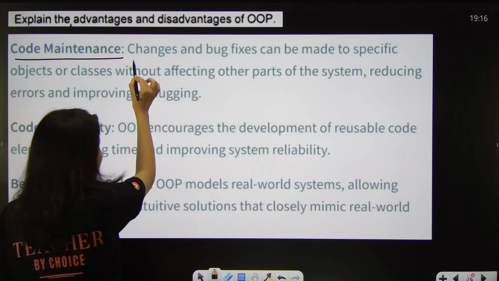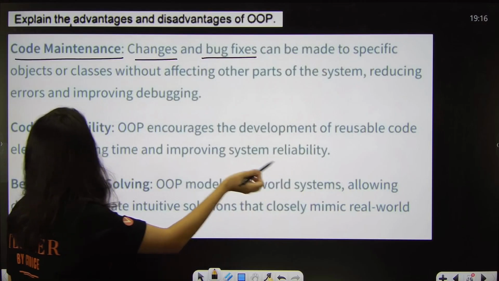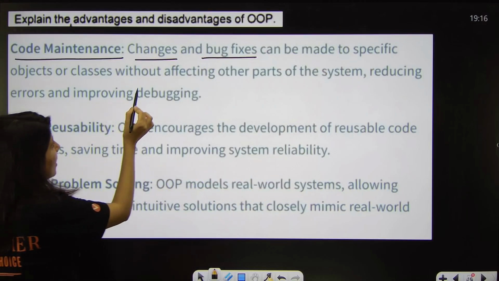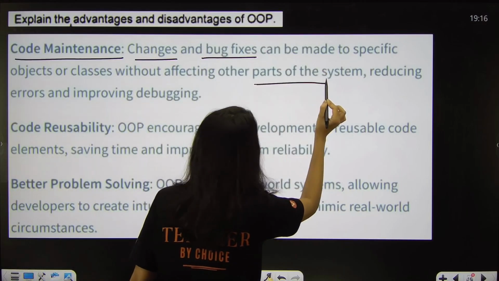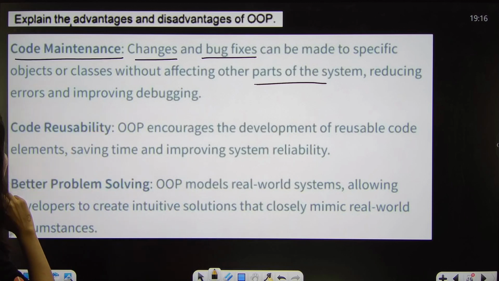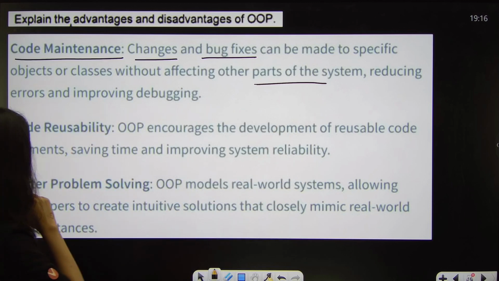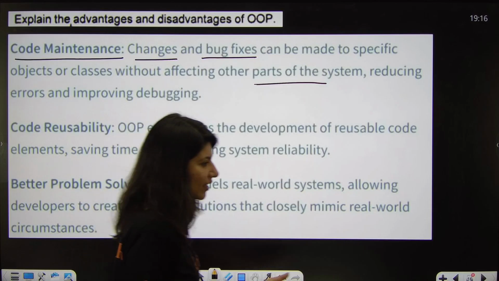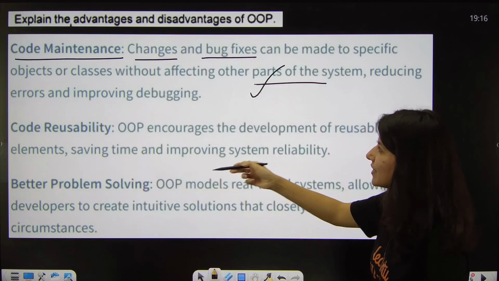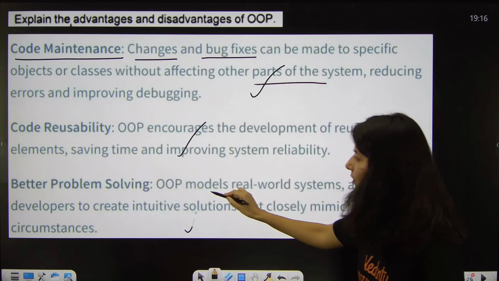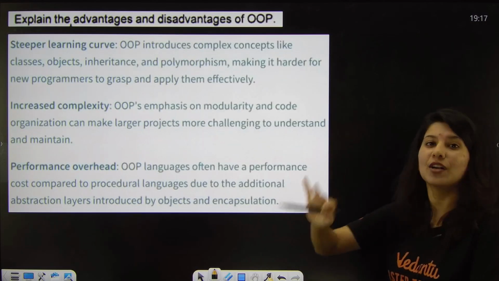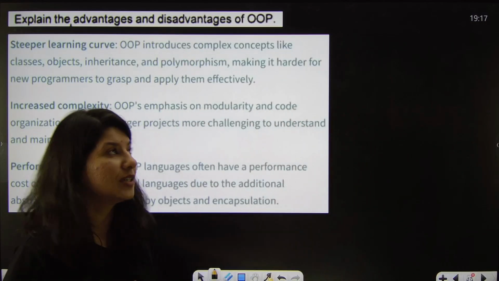Okay, so changes and bug fixes can be made in specific objects or classes without affecting other parts of the system, reducing errors and improving debugging. Okay, sorry, this is actually advantages only. Code maintenance, code reusability, better problem solving, these are advantages. No, this is your limitation. Yeah, this is what your limitations are.